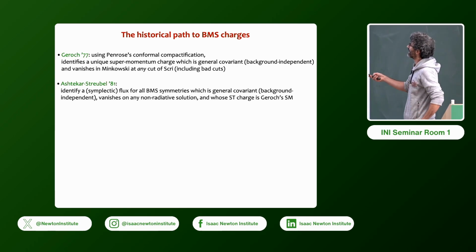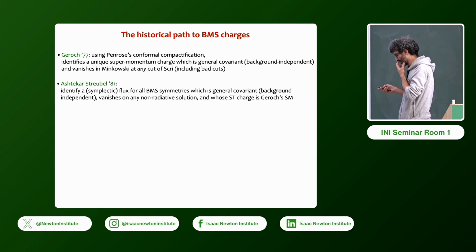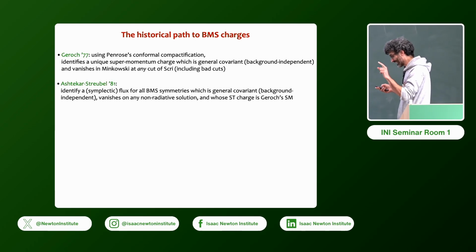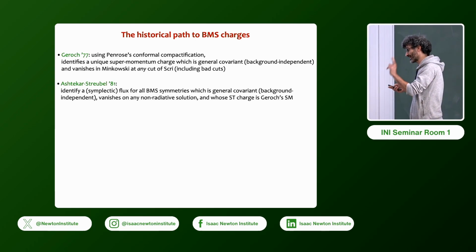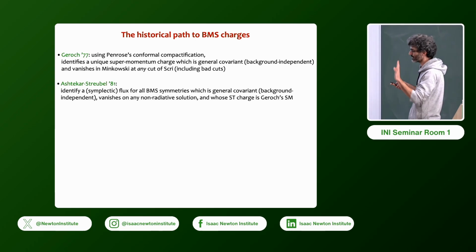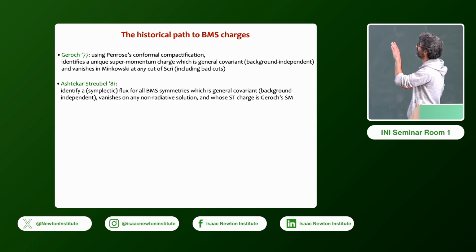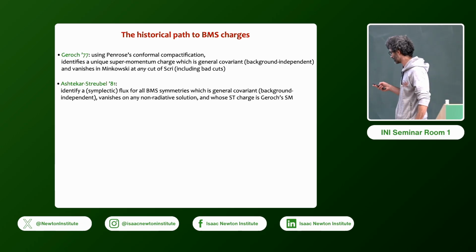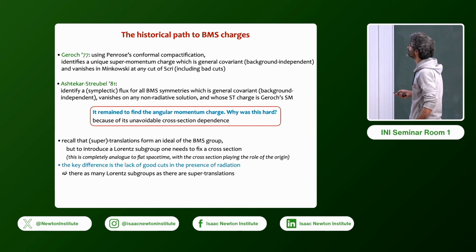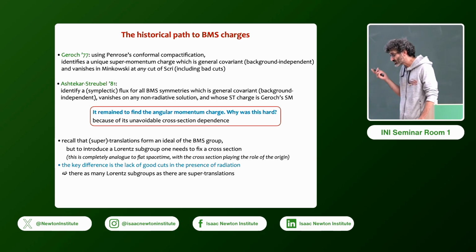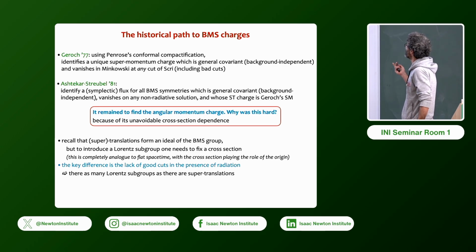Then a few years after, Ashtekar and Streubel identified a flux with a symplectic interpretation for all BMS symmetries, and they proved immediately that the Noether charge, if you want, associated with this flux, or the potential of this flux, namely they proved that on shell the flux was closed, actually was exact, and that the potential of the flux for supertranslations was Geroch's supermomentum tensor. So it remained to just find the angular momentum charge, and then everything would be completed. But this was much harder. Well, harder anyways. And why is it hard?